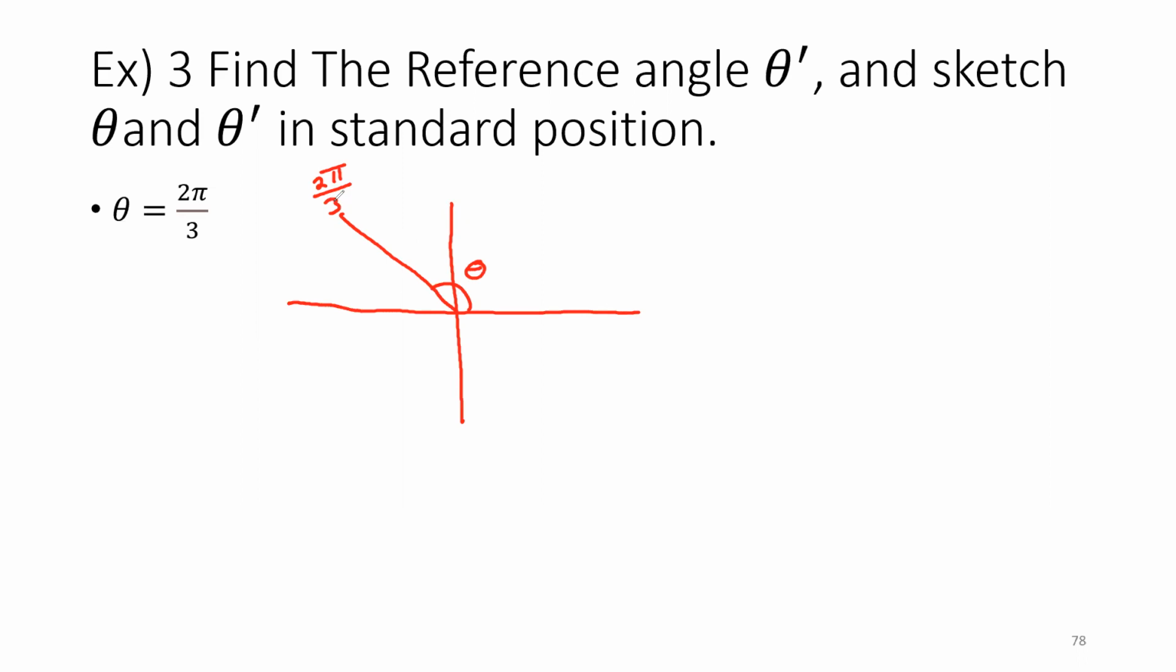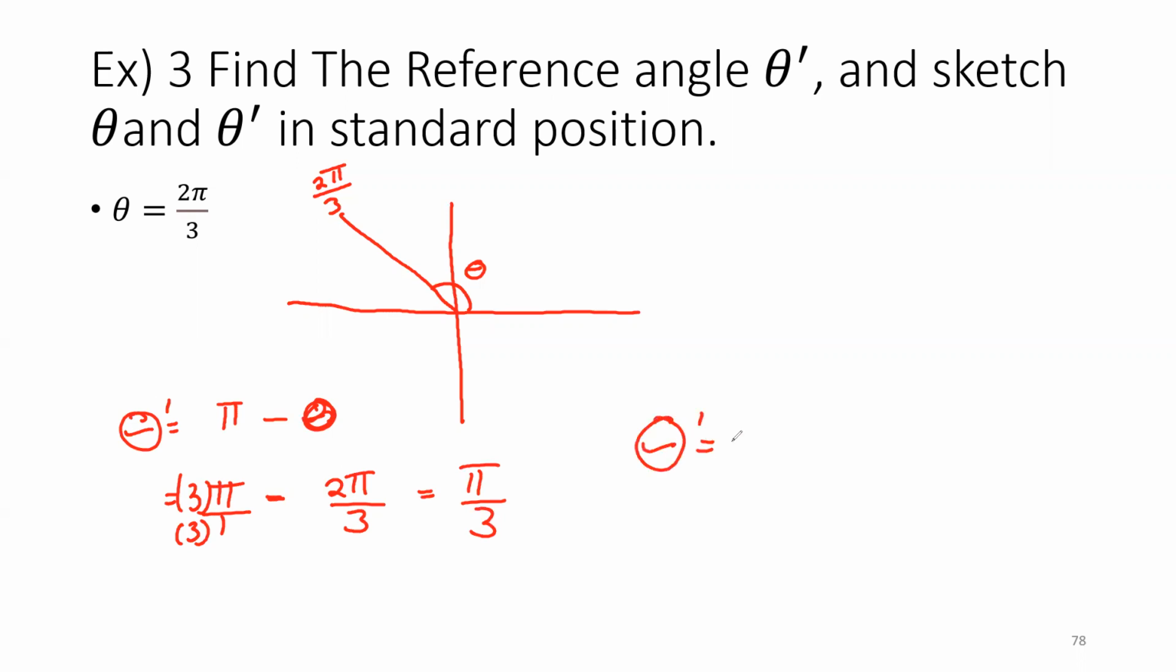You're technically in quadrant 2. So to find theta prime or reference angle, it is pi minus theta. So it's going to be pi minus 2 pi over 3. If you simplify this, 3 pi minus 2 pi is pi over 3. So your reference angle is going to be pi over 3.